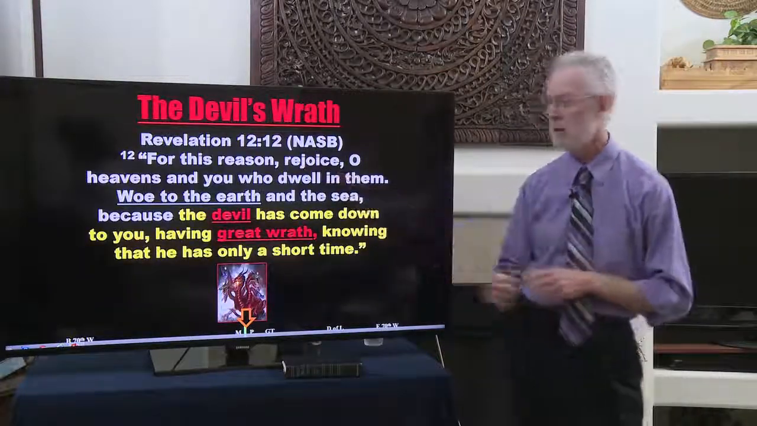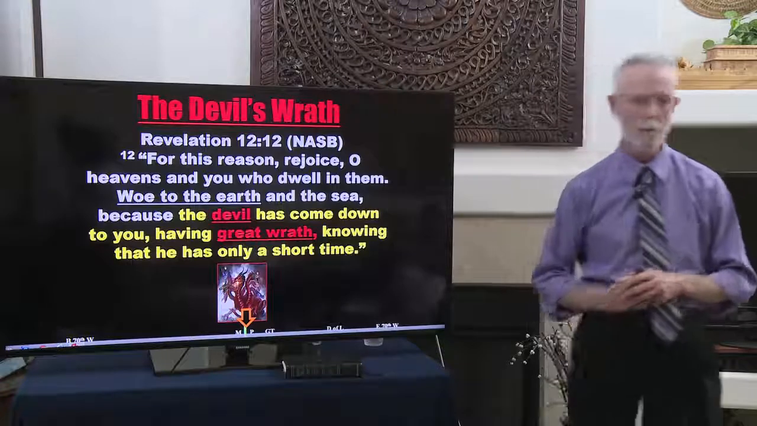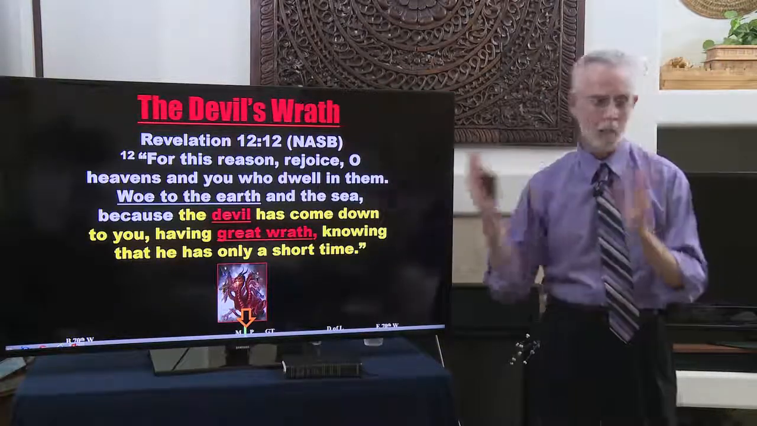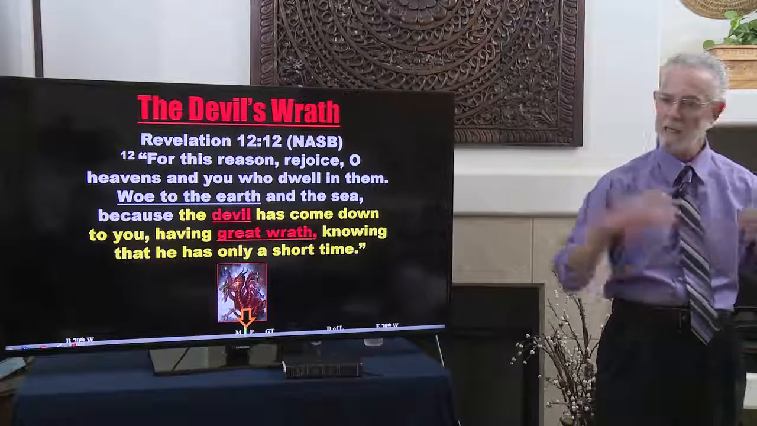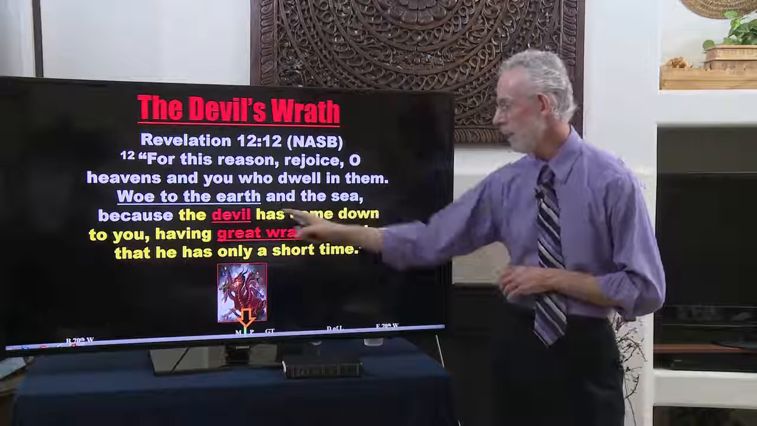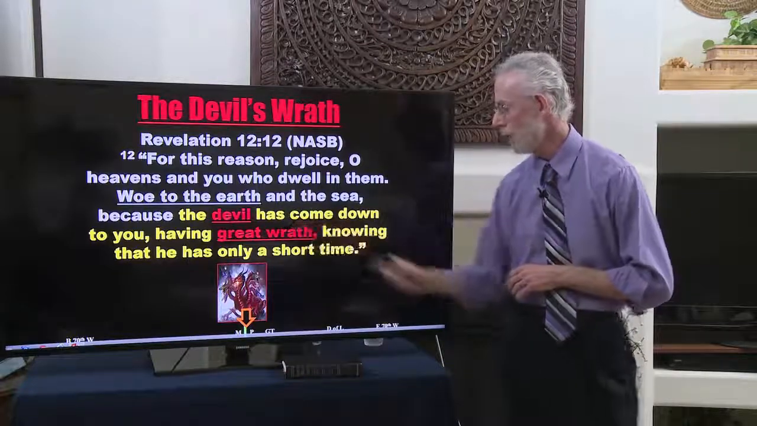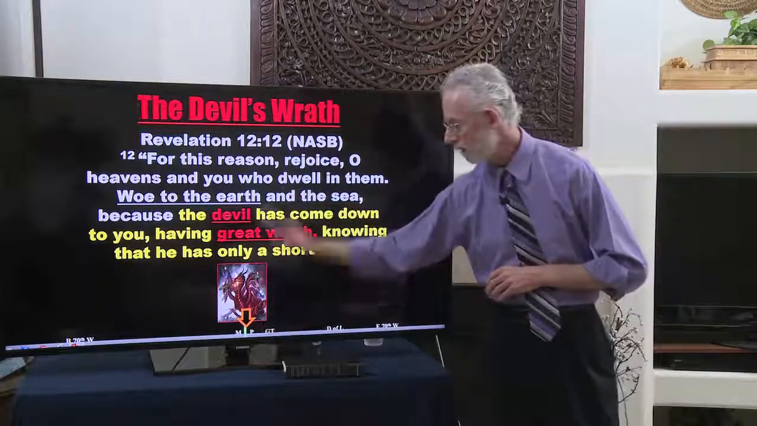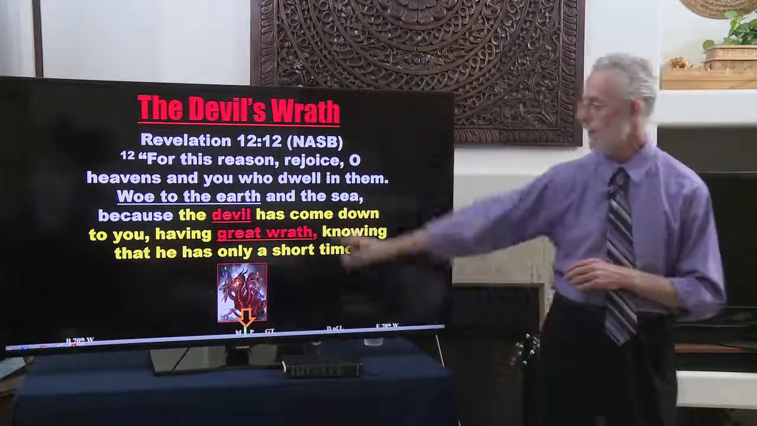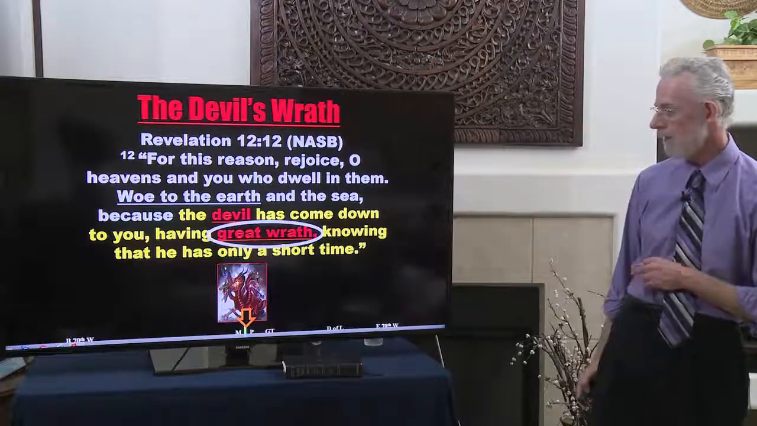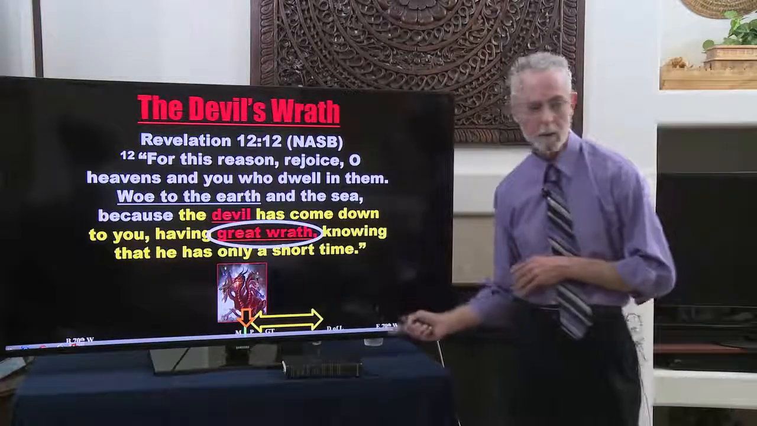For this reason, rejoice, O heavens, and you who dwell in them. The residents of heaven are going to rejoice because they realize that Satan just got kicked out of heaven and he's not coming back. But John says, woe to the earth and the sea, because the devil has come down to you having great wrath, knowing that he has only a short time. When Satan literally gets kicked out of heaven and comes down to earth, we're told he has great wrath. He is furious because he knows he has only a short time. Right? He only has this much time.